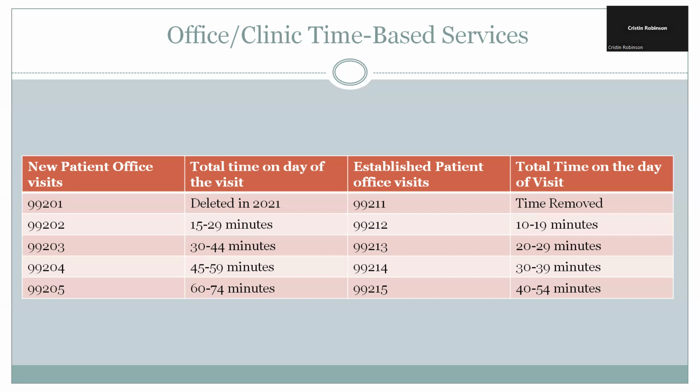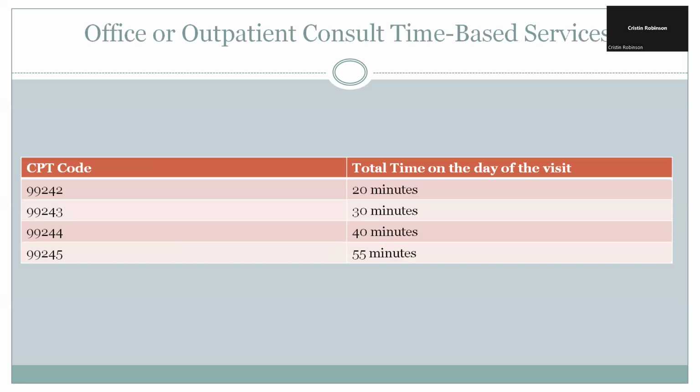For your 212 through your 215, you've got your 10 to 19, 20 to 29, 30 to 39, and 40 to 54 minutes. Now you have your office or outpatient consults, and this is going to be your 99242 through your 99245. Remember, the 4 means outpatient, and if you're billing inpatient consults, that would be a 5. So it would be 99252 through 99255. And as you can see, this is total time on the day of the visit, 20 minutes, 30, 40, and 55. And also, as a side note, Medicare does not pay for these.